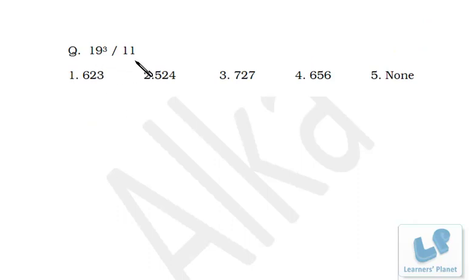Here 19 cube is to be divided by 11. Now if you know the value of 19 cube, then it's very simple to do. If you don't know the value of 19 cube, you have to calculate that. 19 square is 361, so precisely 361 into 20 minus 1. So that's 7220 minus 361. So that's 6859. Now this figure has to be divided by 11.